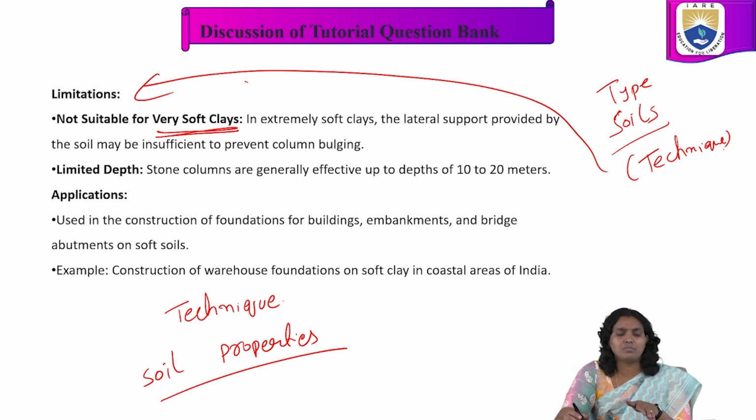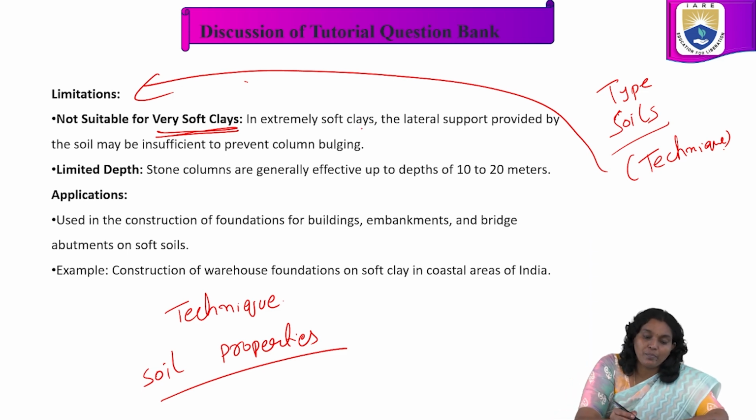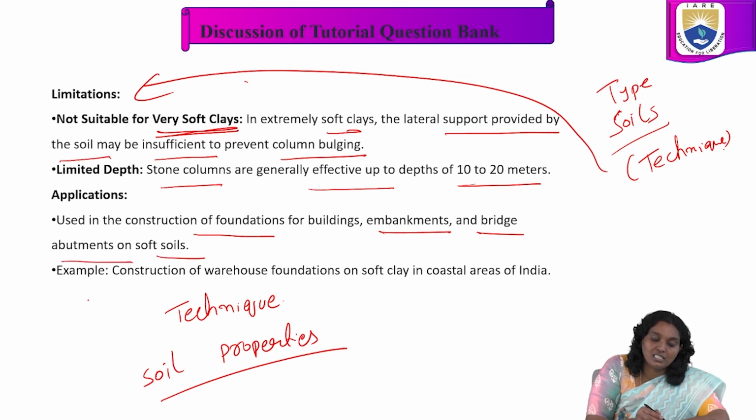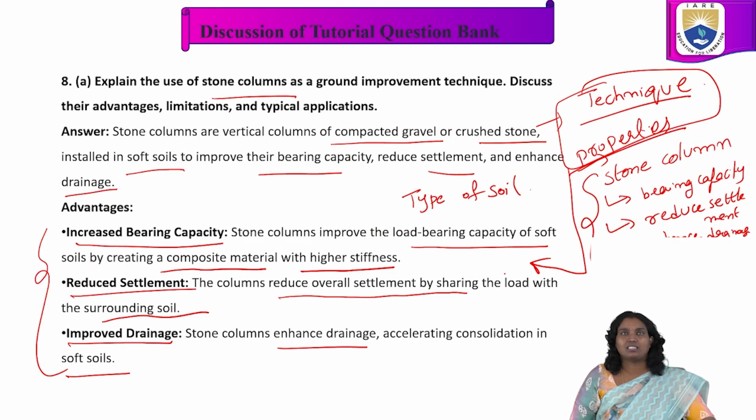In some other technique, it may not be suitable for some other type of soil, or it may not affect the property, so the efficiency is not that much. In extremely soft clays, the lateral support provided by the soil may be insufficient to prevent column bulging. Limited depth: stone columns are generally effective up to 10 to 20 meters. Applications: construction of foundations for buildings, and bridge abutments on soft clays. For example, construction of a warehouse foundation on soft clay in coastal areas of India. Like that, we are going to understand the things.